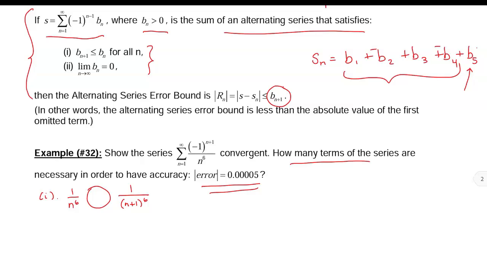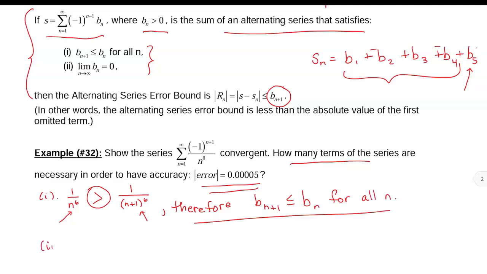What I have here is our nth term denominator is smaller than the next term. So if our denominator is smaller, that makes our fraction bigger. So the nth term is greater than the next term, and this shows that our terms are decreasing. So I'm going to write, therefore, b sub n plus 1 is less than or equal to b sub n for all n. That's how you tell us that it satisfied condition 1.